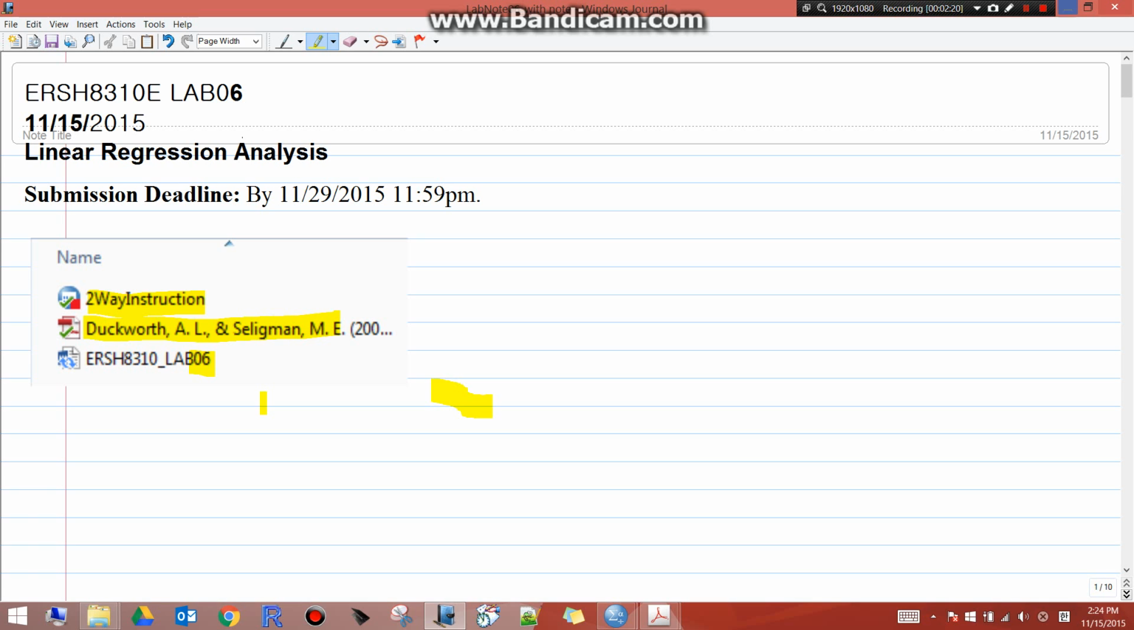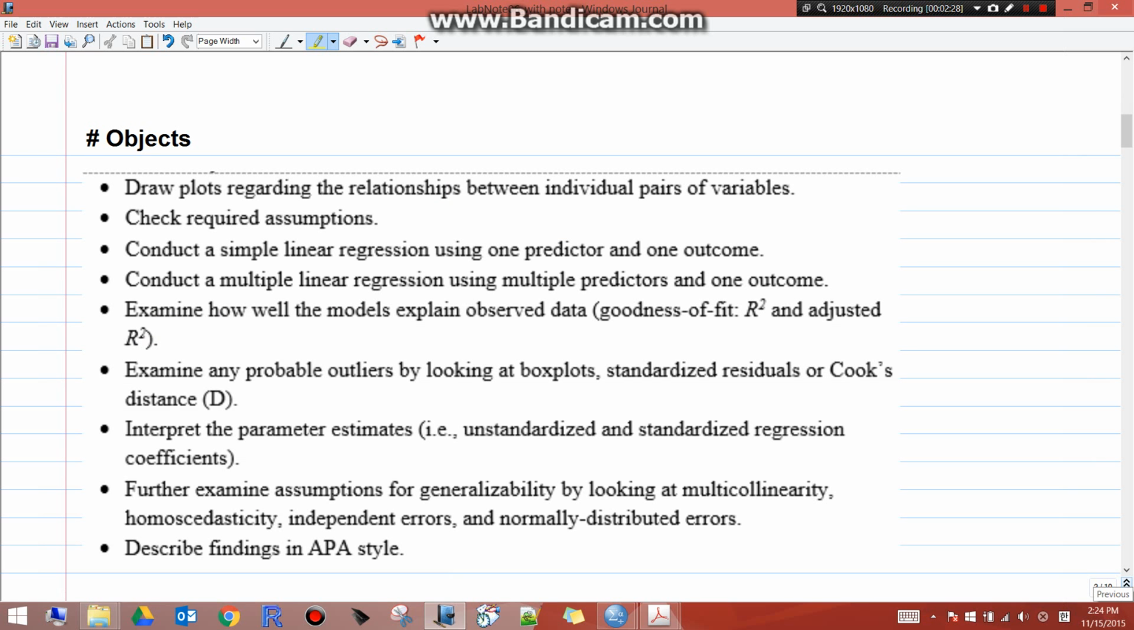So let's move to the objectives. Specifically, we will begin by drawing plots to see any overall trend in our data. Then, same as in ANOVA, we should also make sure our data meet a couple of assumptions of a regression analysis. So we're going to look at that and do a plot, and then once the assumptions are met in our data, we will do a linear regression analysis using both one predictor and multiple predictors.